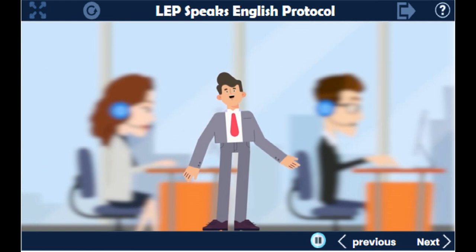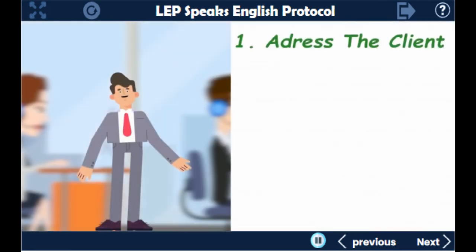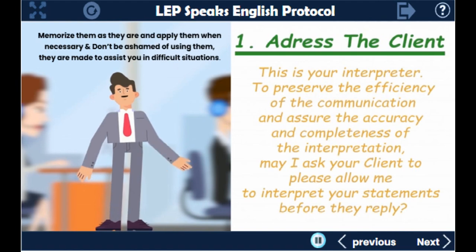Regardless of the situations in which either of the parties may understand one another or start communicating in the other party's language, as an interpreter you must not remain silent and intervene to advise both parties of the importance of allowing you to interpret. Start by addressing the client by saying, "This is your interpreter.